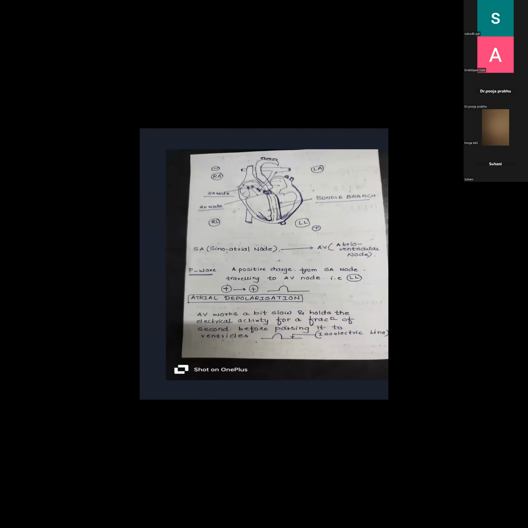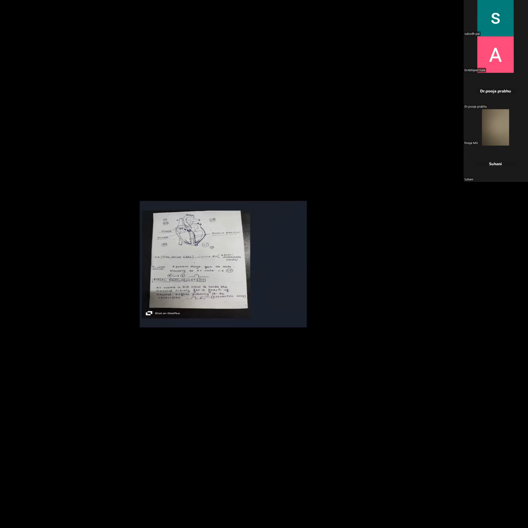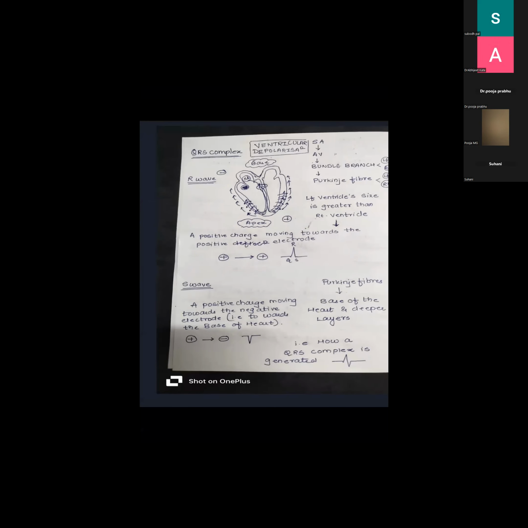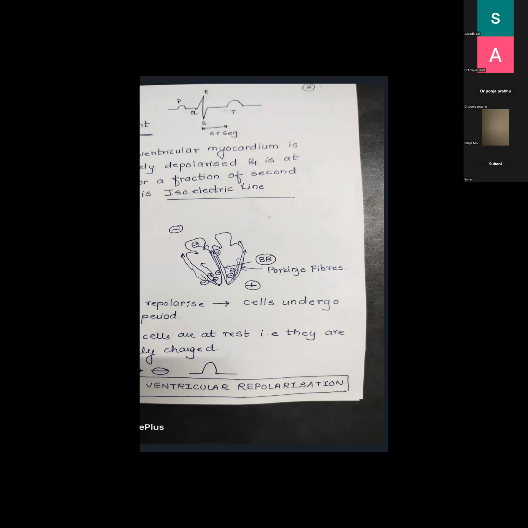What does the P wave represent? It represents atrial depolarization. QRS complex represents ventricular depolarization, and T wave represents ventricular repolarization. I hope it is clear until now.